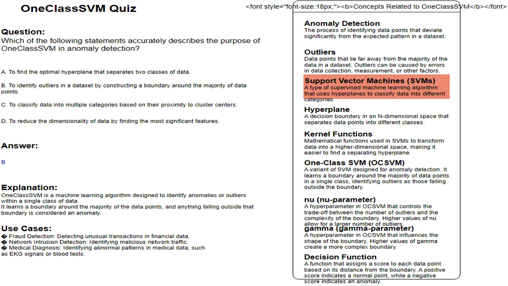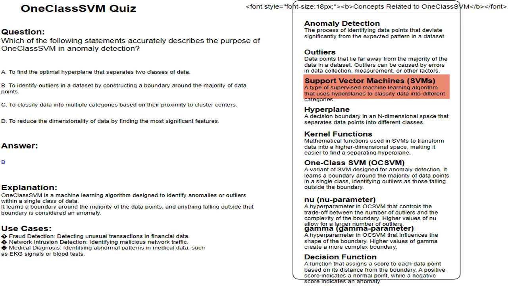Nu is a hyperparameter in one-class SVM that controls the trade-off between the number of outliers and the complexity of the boundary. Higher values of nu allow for a larger number of outliers. Fine-tuning the nu parameter is crucial for balancing the sensitivity and specificity of a one-class SVM model.